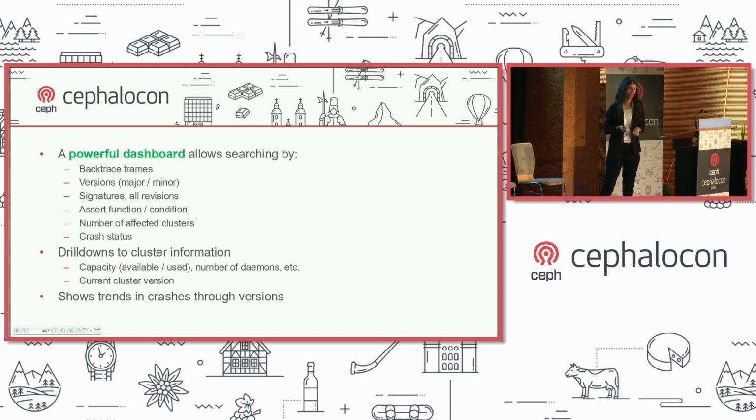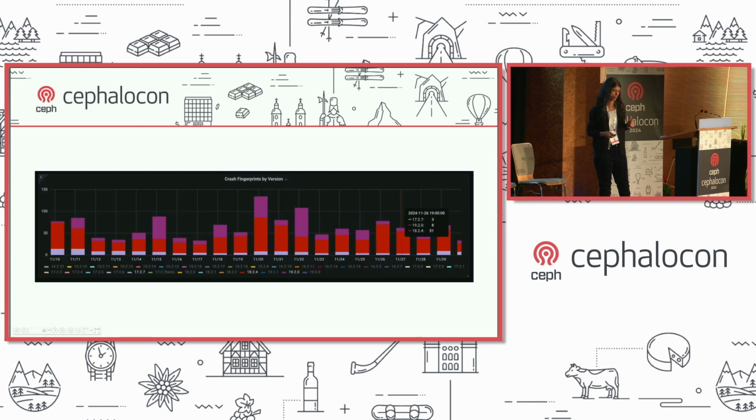So I mentioned the dashboard. The dashboard helps us to search by many different fields. So we can actually search by backtrace frames to get some more observability of other crashes that might be related. I will not go through the entire list, but it gives us a lot of capabilities to get better understanding and observability of similar crashes. And then we can see the trends through different versions, which is very useful.